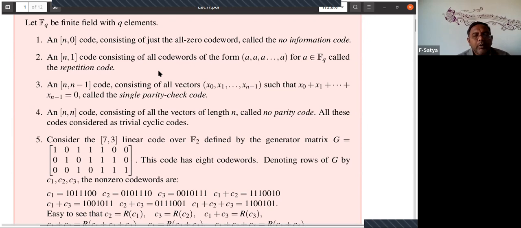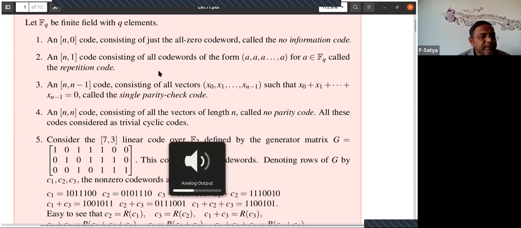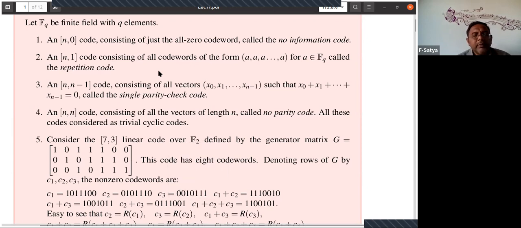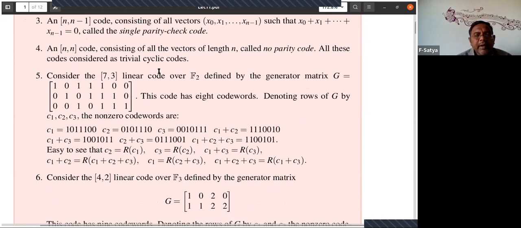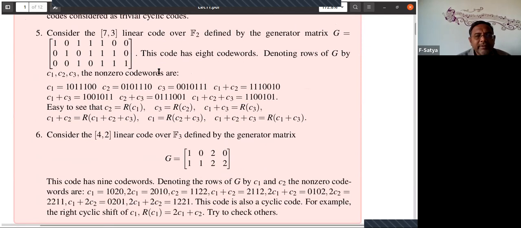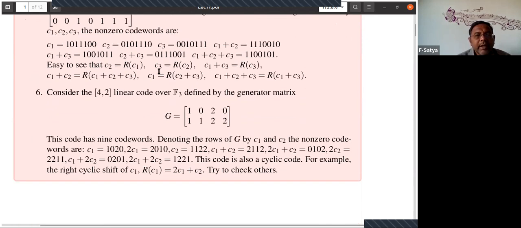And the (n,n) code, that means length is n and dimension is also n, correct? Because all the vectors are there, it is automatically a cyclic code. And we saw one more example, the (7,3) Hamming code. This is also a cyclic code, and we checked it with all the examples.